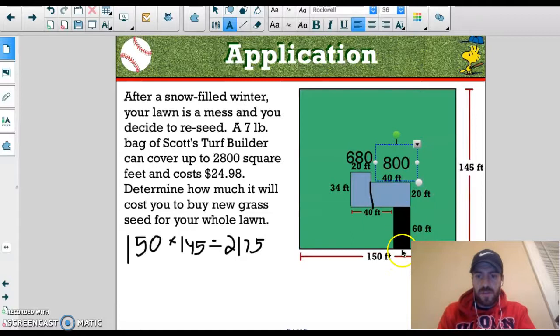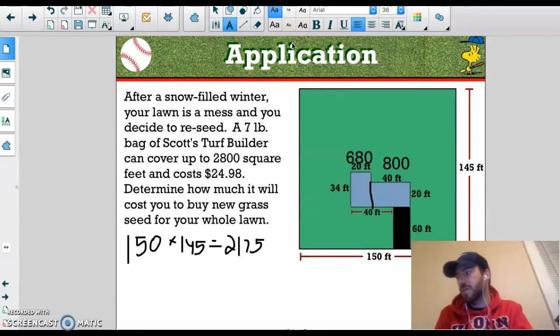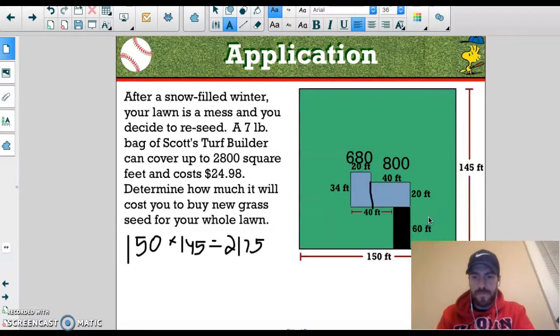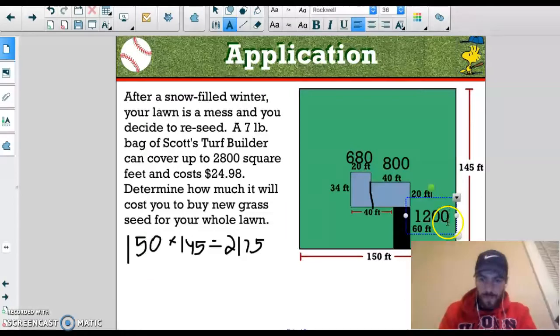Now we need to figure out this black part, this little walkway. Well, we got 60 for the height, but what's the base? The base is actually 20. And how I know that is because this whole part up here is 60, and this whole part down here is 60. 60 minus 40 is just 20. So 20 times 60 gives me 1,200. So now I can add all those up and get 2,680.